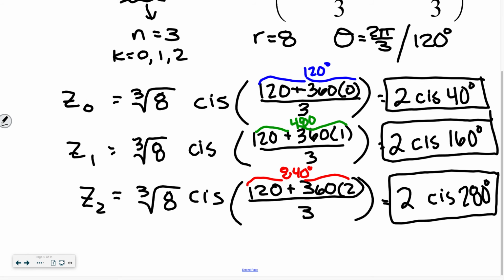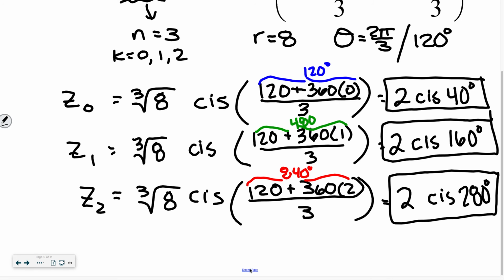Now, those 3 are my 3 distinct roots. Think about this: if we use Tom's method and we add 120 to 280, what do we get? 400. And that's too big, right? So we would have to do a coterminal angle. We'd subtract 360, which would get us to 40. And we would just repeat. So now we've got the 3 different roots.